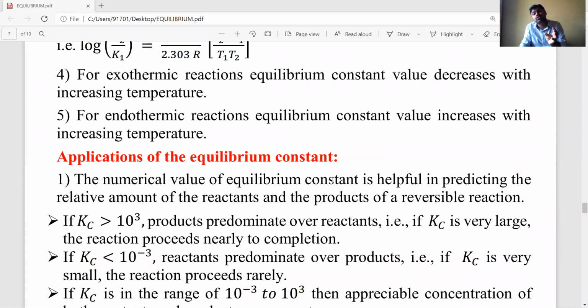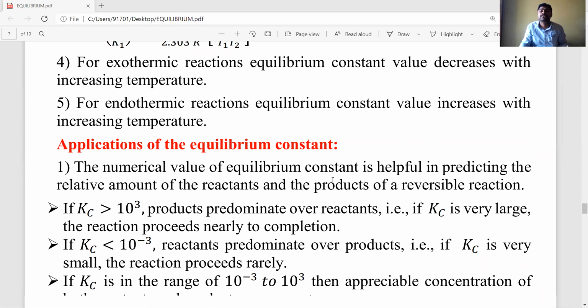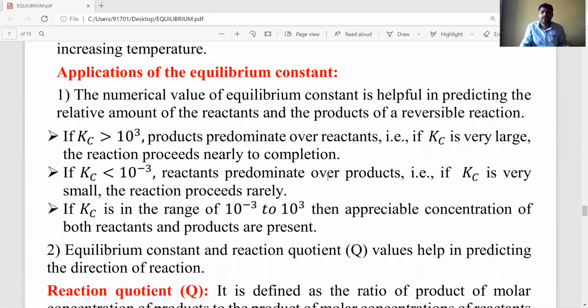How is it useful to predict the amounts of reactants or products, or how is it useful to predict the direction of reactions? That is called the applications of equilibrium constant. Okay, students, the applications of equilibrium constant are very important for objective examinations. So all these statements are very important, and we have to remember them. They directly ask questions related to these points in the NEET and JEE examinations. So let's see the main important applications of equilibrium constant.